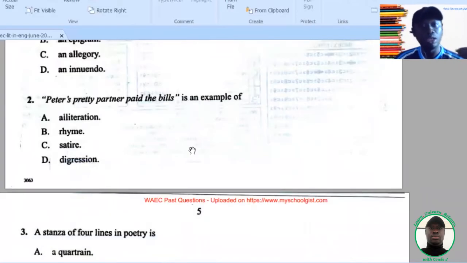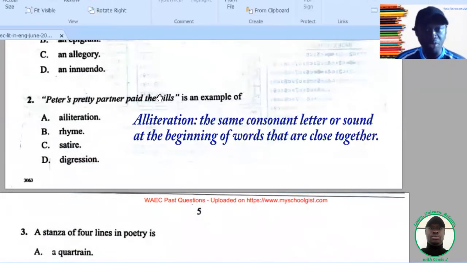Question 2. Peter's pretty partner paid the bills. A. Alliteration. B. Rhyme. C. Satire. D. Digression. The correct answer here is alliteration. If you look at the expression here, the first letter of almost every word in this expression begins with the same consonant letter and sound. Peter, pretty, partner, paid.